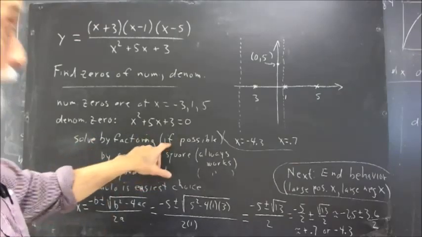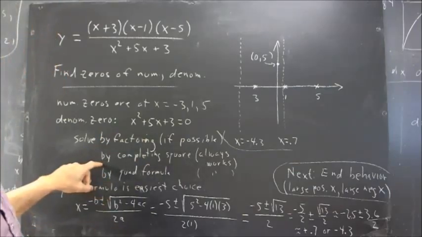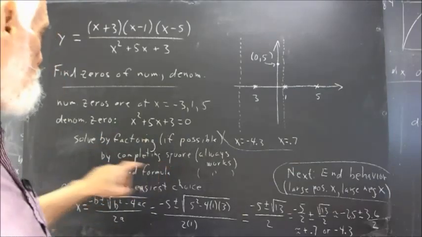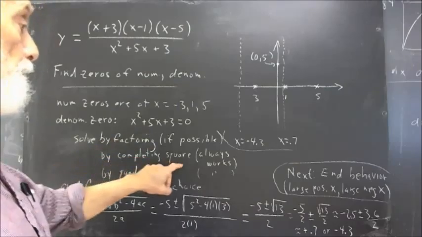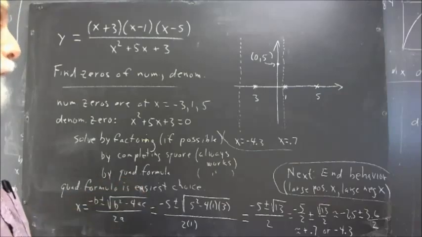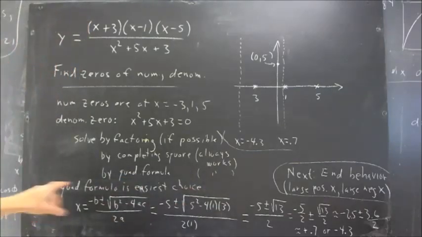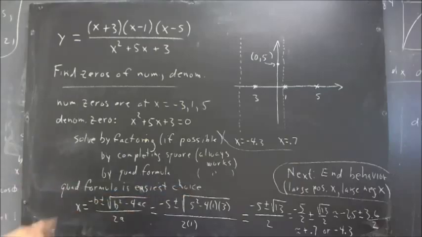We could solve it by factoring if possible, but it's not possible in this case. We could solve the equation by completing the square, and that always works. Or we could use the quadratic formula, which also always works. Okay, well, the quadratic formula being the easiest choice, we go ahead and plug into the quadratic formula.